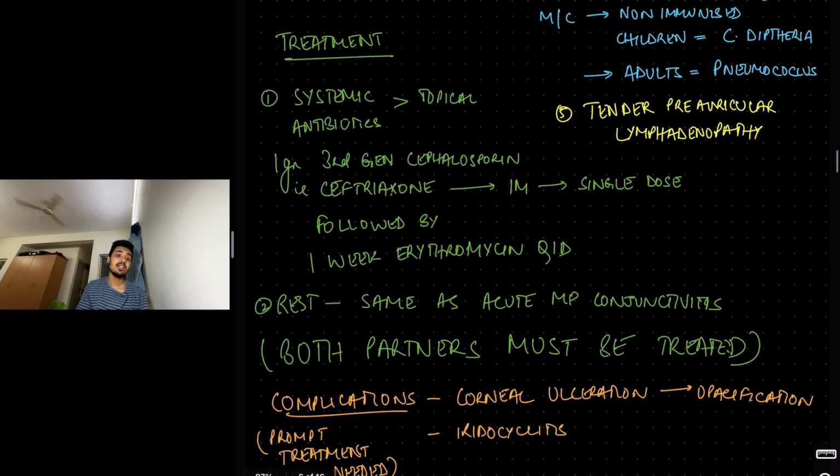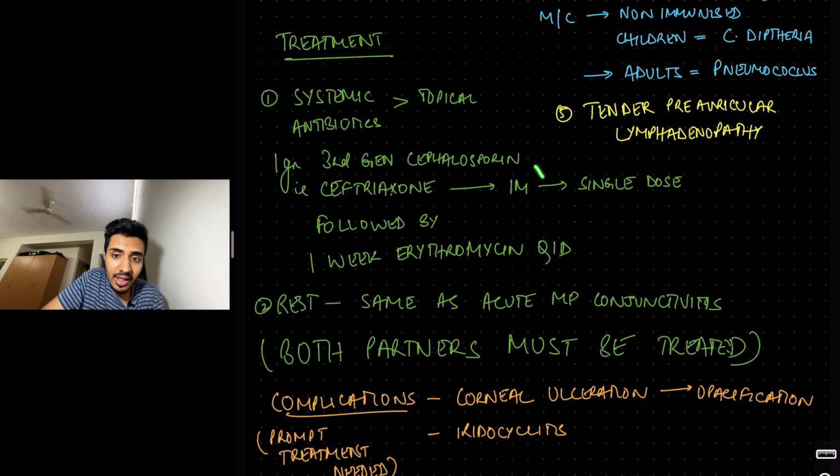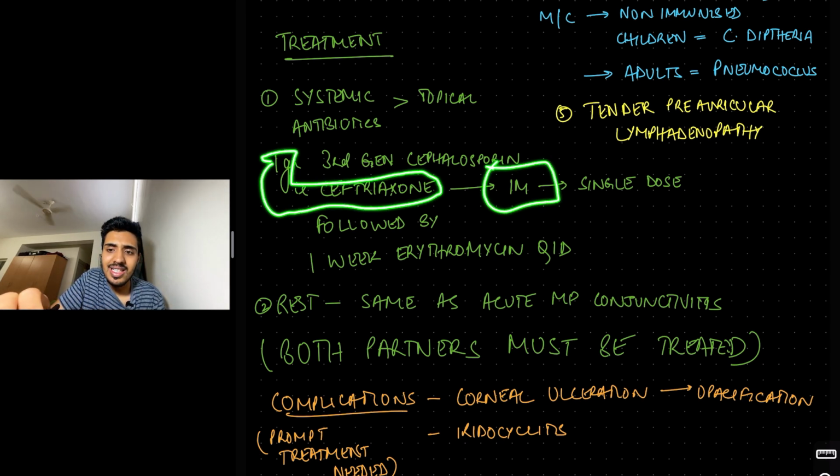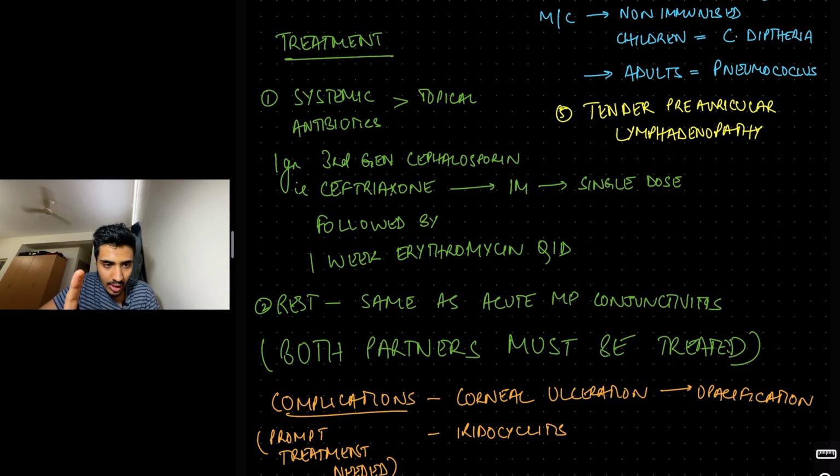Treatment is, see, this is a more severe infection, gonococcal, Neisseria gonorrhoeae, acute onset, lot of pain, lot of pus. So topical antibiotics won't be able to reach everywhere. So we prefer systemic antibiotics, and initially we even give intramuscular. First we give a third generation cephalosporin like ceftriaxone, 1 gram intramuscular single dose.